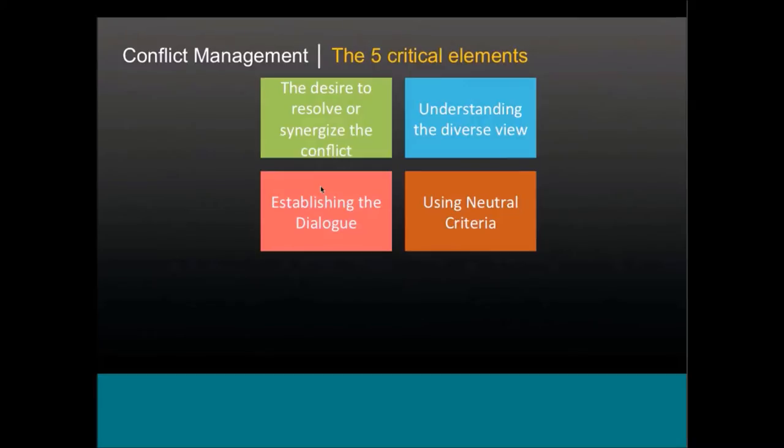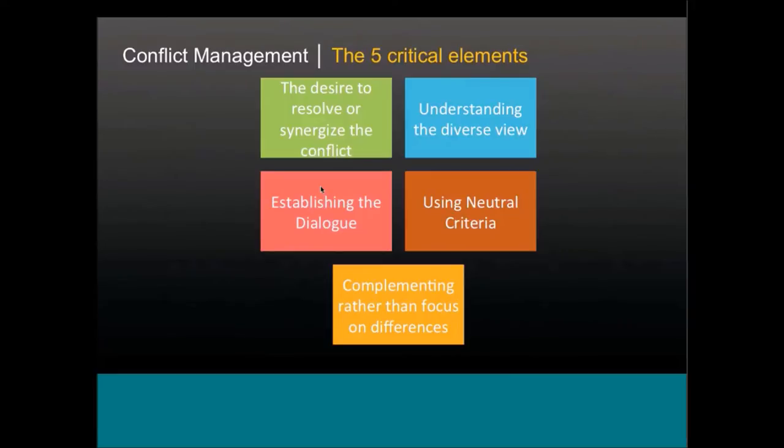Neutrality is difficult. One of the powerful skills of influence is neutrality. If you have tremendous neutrality, the ability to influence is extremely high. Passion, but maintaining neutrality with diversity, can really make people follow you very effectively. And of course, critically, focusing on the difference or trying to bridge the common, build the commonality. Five critical elements of conflict management. Derive the resolve or synergize the conflict. Understanding the diverse view, establishing the dialogue, using neutral criteria, complementing rather than focusing on differences.